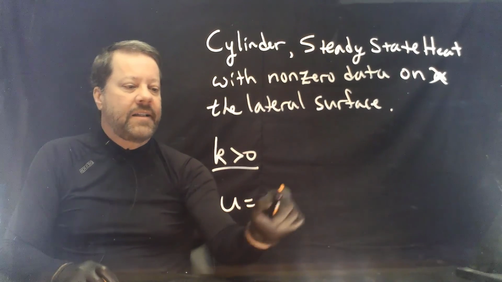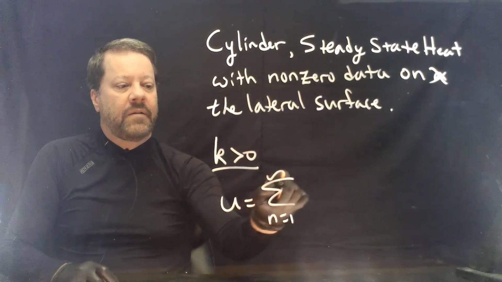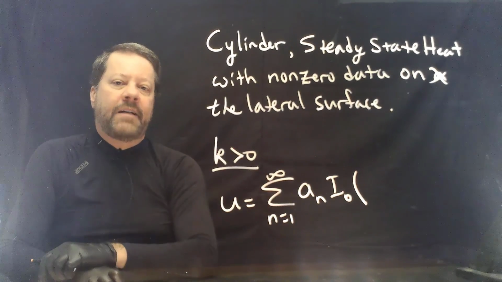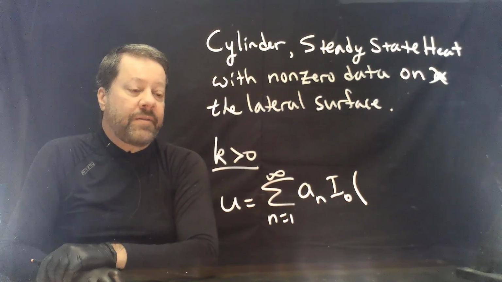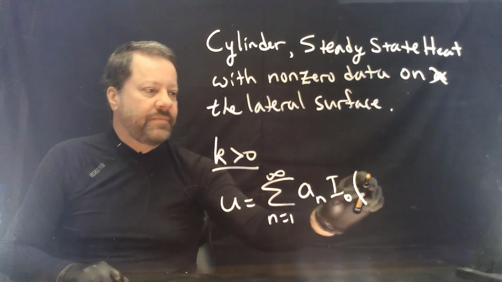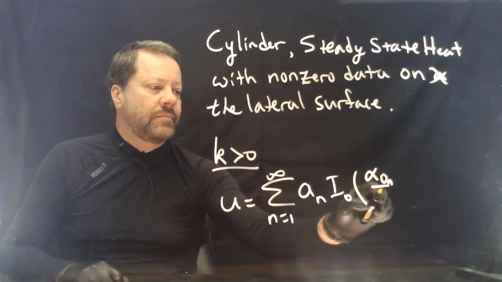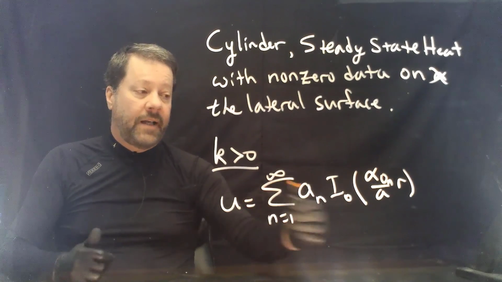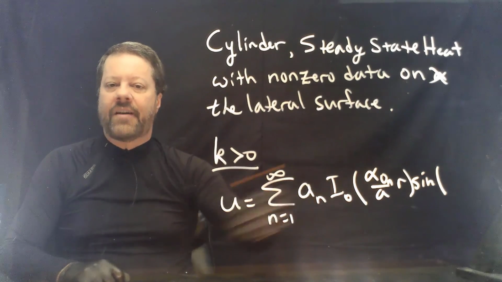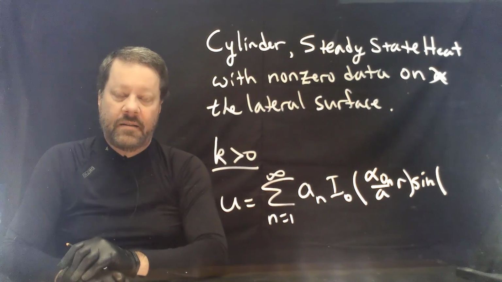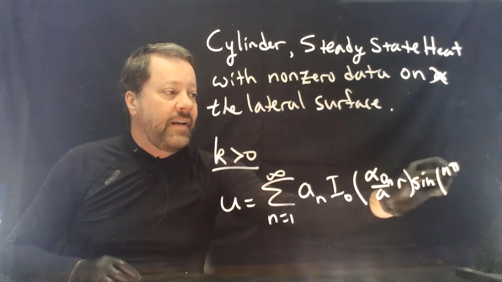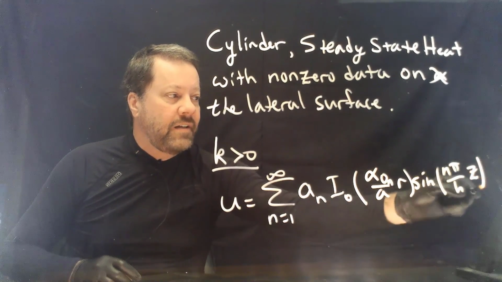Our solution ends up of the form we end up with a modified Bessel's function with order 0. So we end up with these I naughts. And also, we'll end up with the sine function instead of the hyperbolic sine in this case. Because of the 2 pi periodicity, we're going to have n pi over h times z.